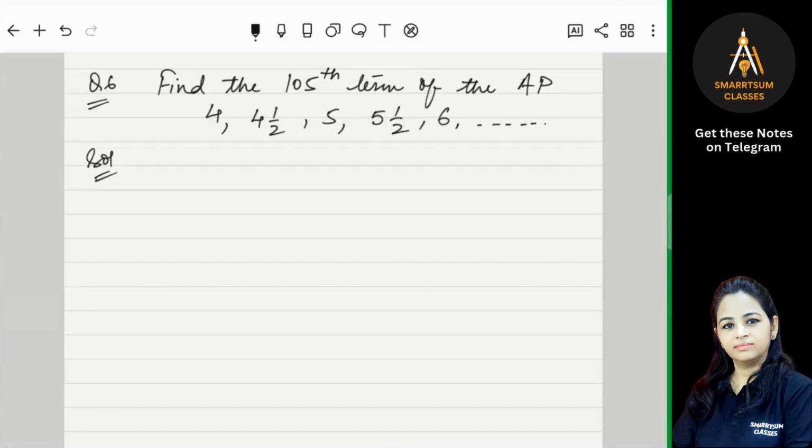This question number 6, we have to find the 105th term of the given AP series, right? So 4, 1 by 2, 5, 1 by 2, 6. This is the AP, arithmetic progression. Now we have to find the 105th term.